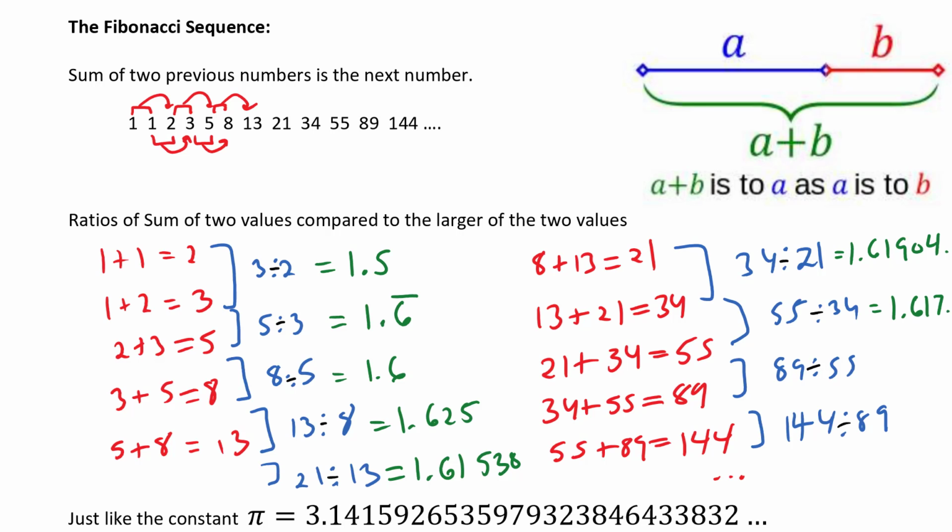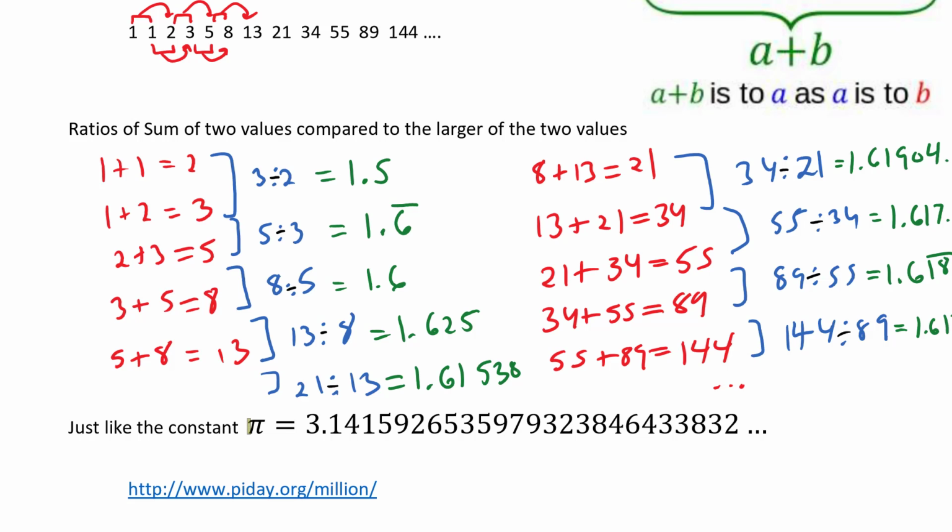1.617. Do you see something here? The number's changing, but it's not changing much. If we keep going, we're eventually going to get a ratio that approaches a special number. Let's talk about that number.